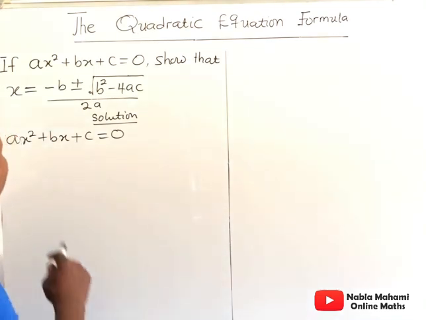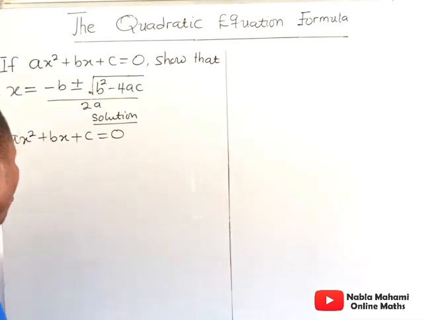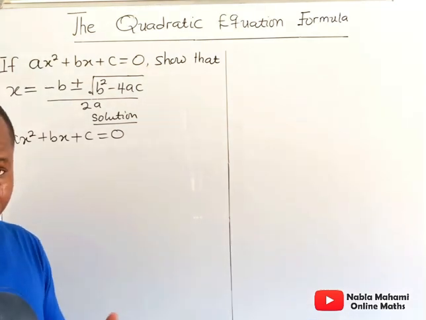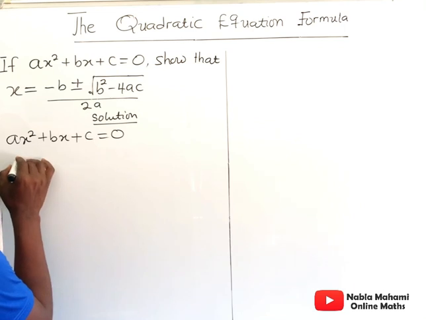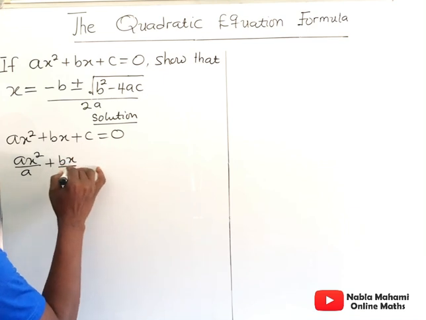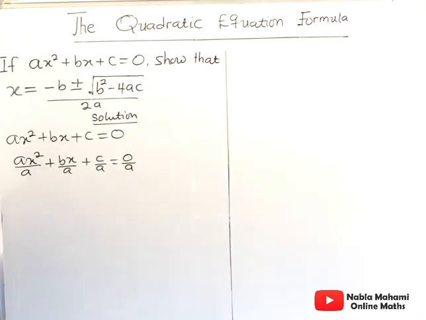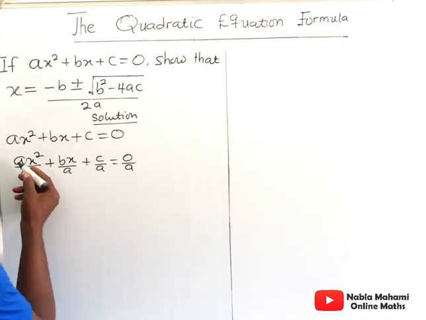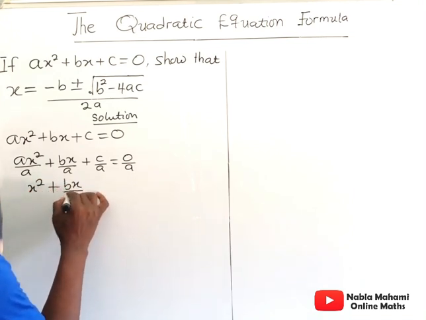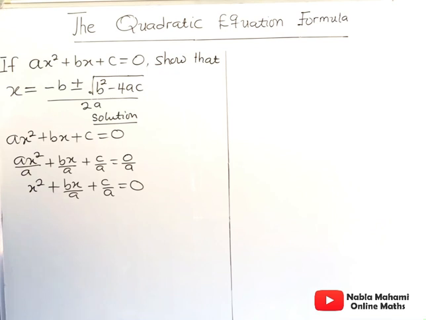First step, divide the general quadratic equation by the coefficient of x squared. And the coefficient of x squared here is what? A. So that means that I'm going to divide through this equation by a, which is the first step. So here I'll have ax squared over a plus bx over a plus c over a is equal to 0 over a. Now let's simplify. To simplify, a will take a. I'll have x squared plus bx over a plus c over a, which is equal to 0. 0 over a is 0.